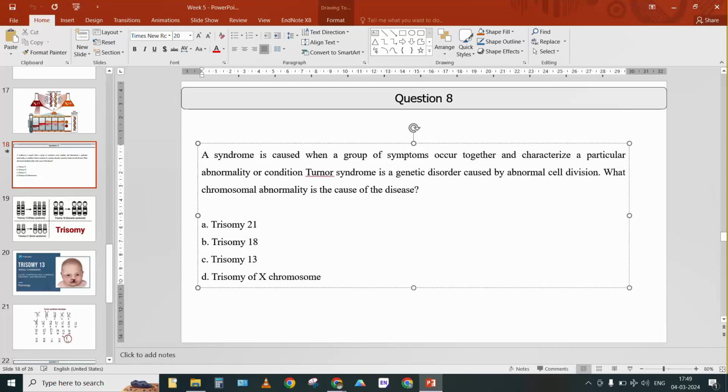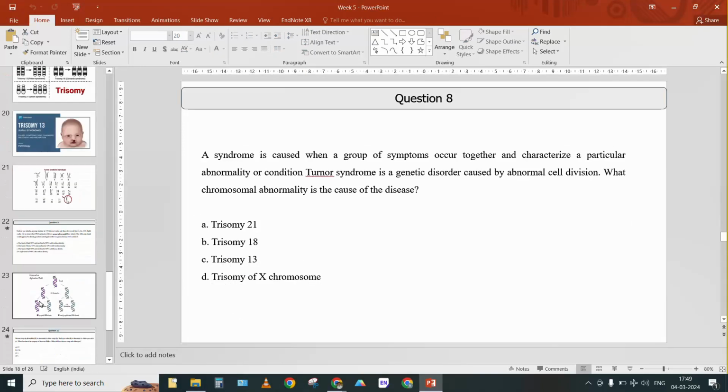According to these theories, option D is the correct answer for question 8. Trisomy of X chromosome is the cause of the disease, a syndrome caused when a group of symptoms occur together and characterize a particular abnormality or condition, Turner syndrome.